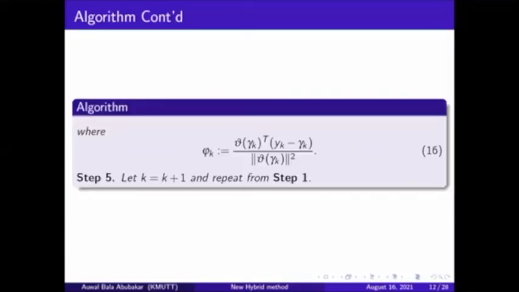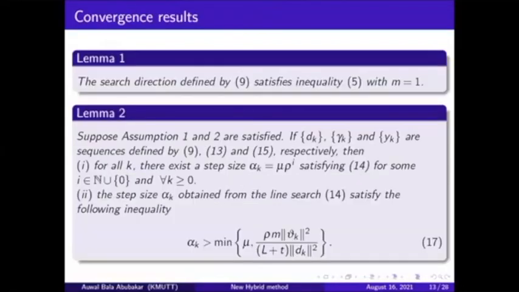Where this psi k is given by 16. So in step 5, we increase k by 1 and repeat the process until the stopping condition is satisfied. So the convergence result next. The search direction defined by 9 satisfies inequality 5 with m equal to 1.